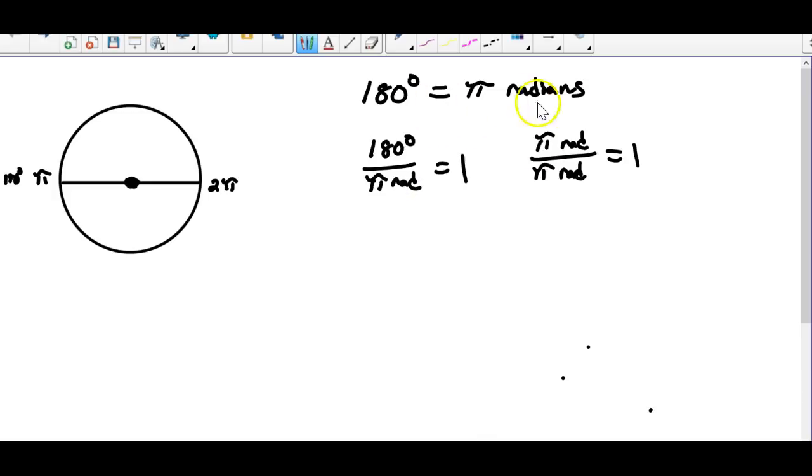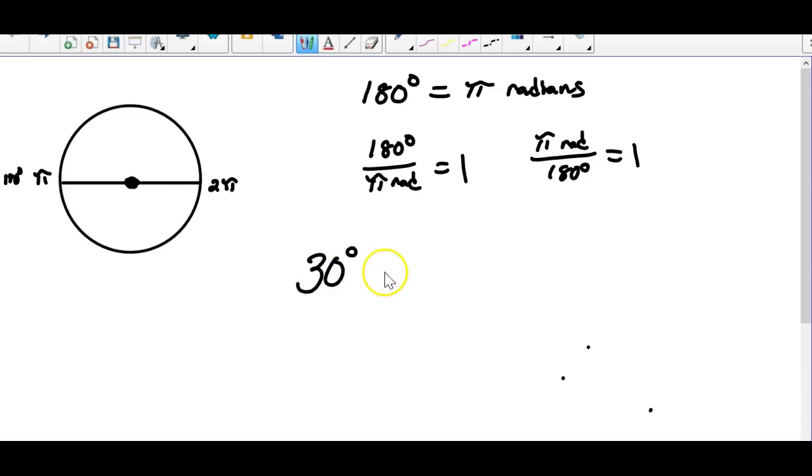And also, if this is true up here, I can substitute the denominator over here with 180 degrees. And they're both equal to 1, which is nice because we don't want to change values when we convert. So let's suppose we had something that we didn't know, like 30 degrees, because that's a common angle in our unit circle. We could say convert that to radians.